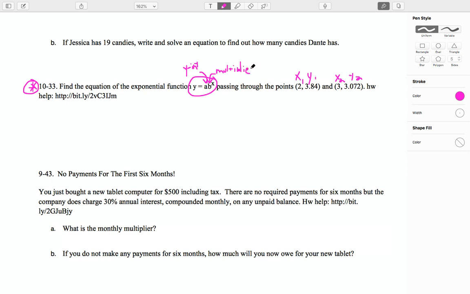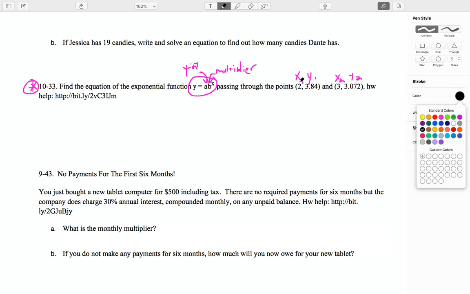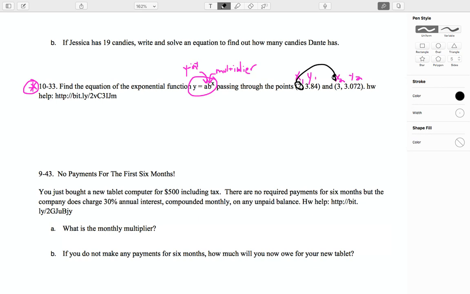So there are a few different ways to solve this one. This one's actually a little bit easier than some of the exponential function problems, and the reason is that you have consecutive x values. Your delta x is only getting bigger by 1. Every single time x gets bigger by 1, you have to multiply by the multiplier. So the question is, what is b?